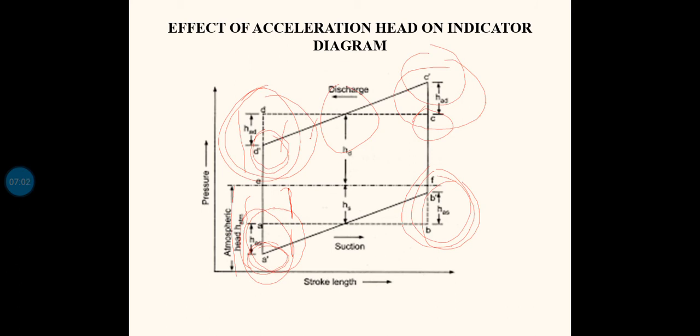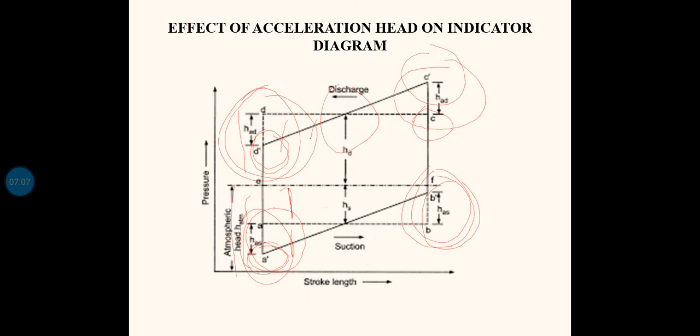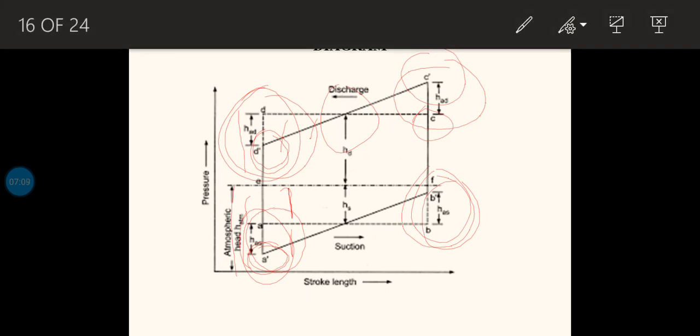But you can see from this figure, even if the shape is changing, the area of this triangle will be equal to the area of this triangle, and also the area of this triangle will be equal to the area of this triangle, because here it is HAS, here it is HAS, it is at the midpoint, here it is HAD, here it is HAD, and this is the midpoint. So the total area of the indicator diagram is not changing. So the expression for work done will remain the same in this case also.